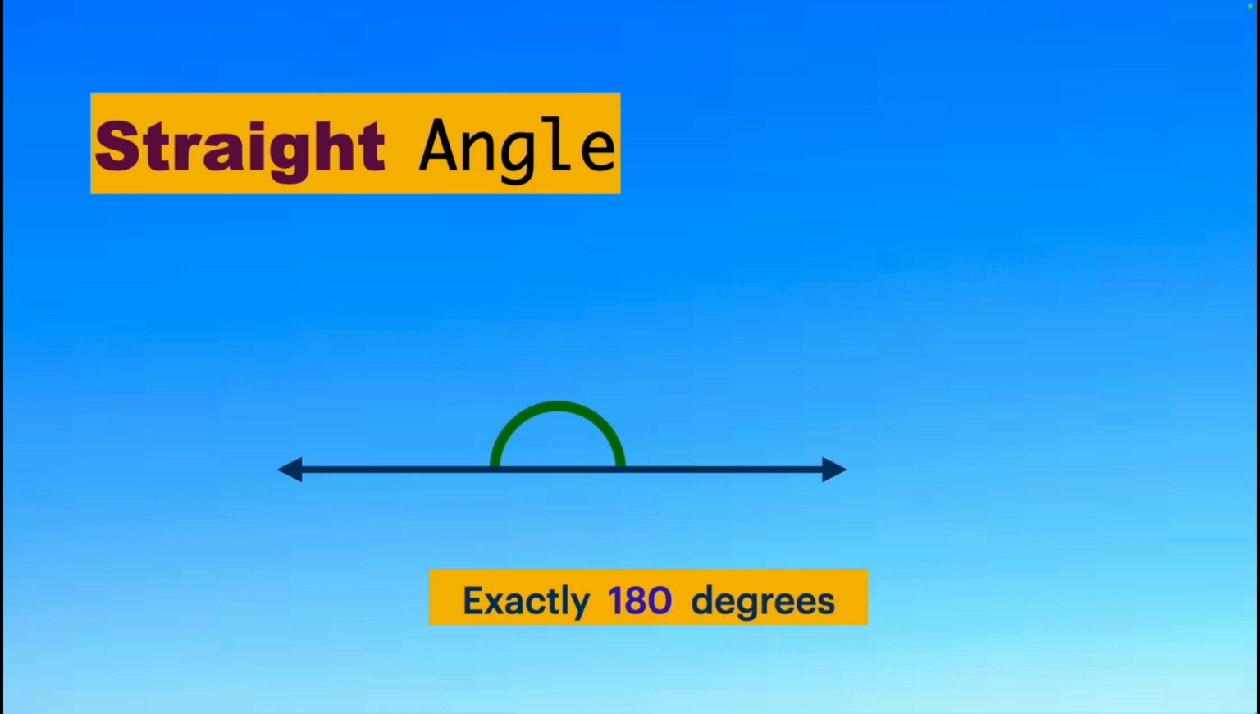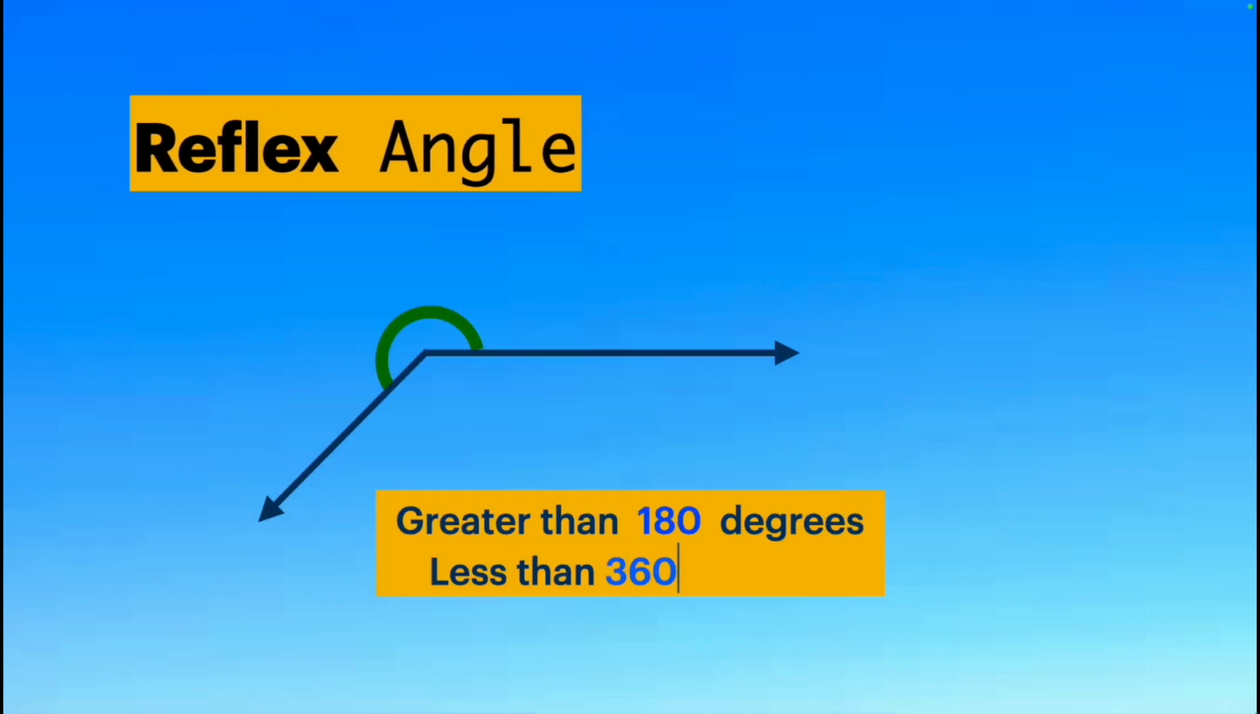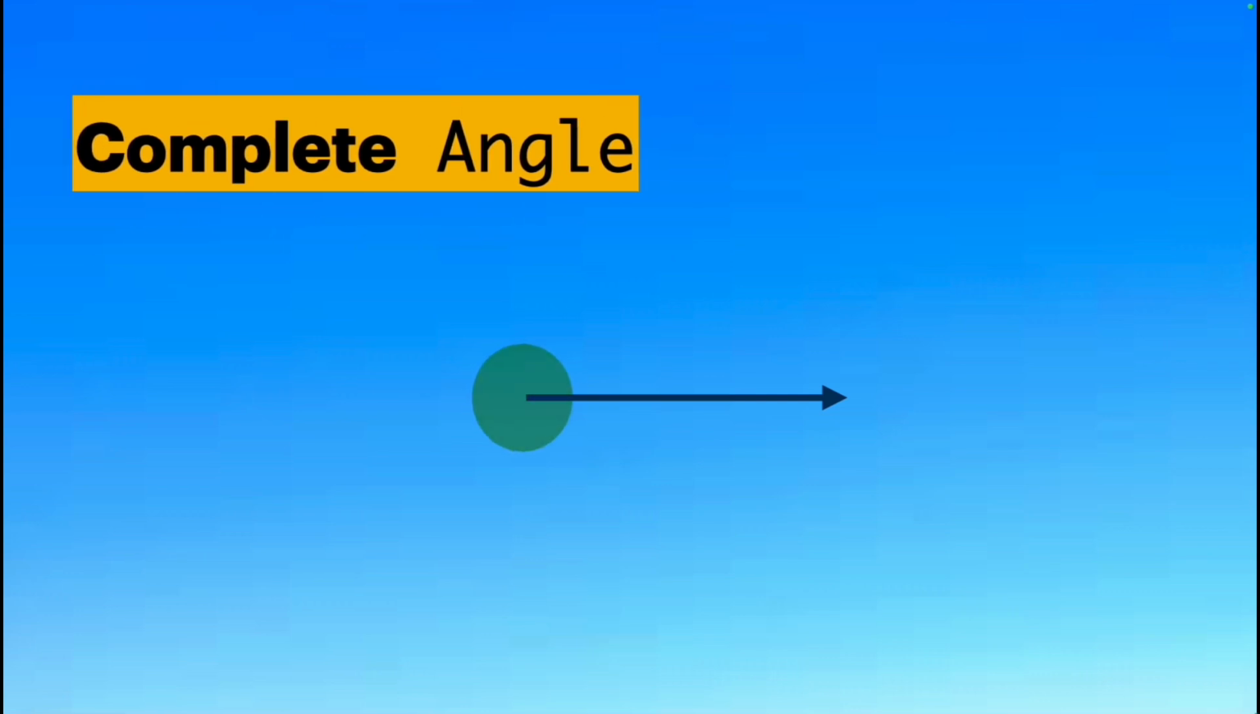A straight angle is exactly 180 degrees. A reflex angle is greater than 180 degrees, but less than 360 degrees. A complete angle is exactly 360 degrees.